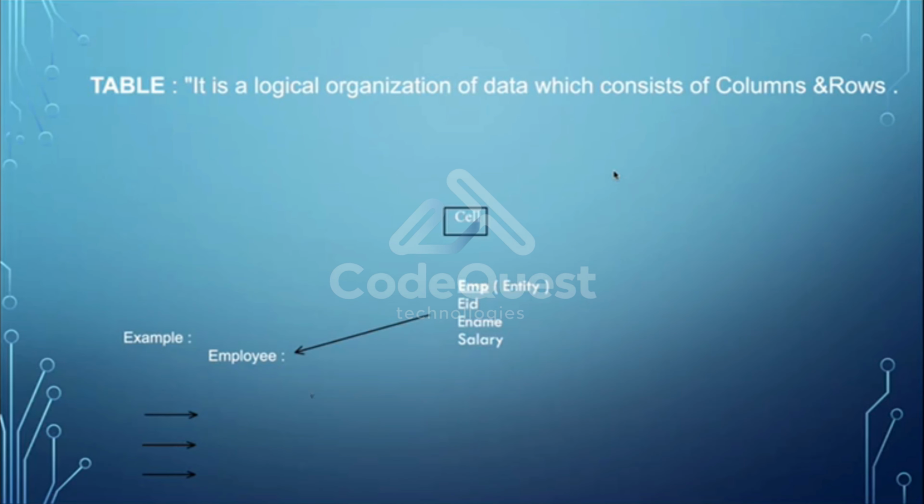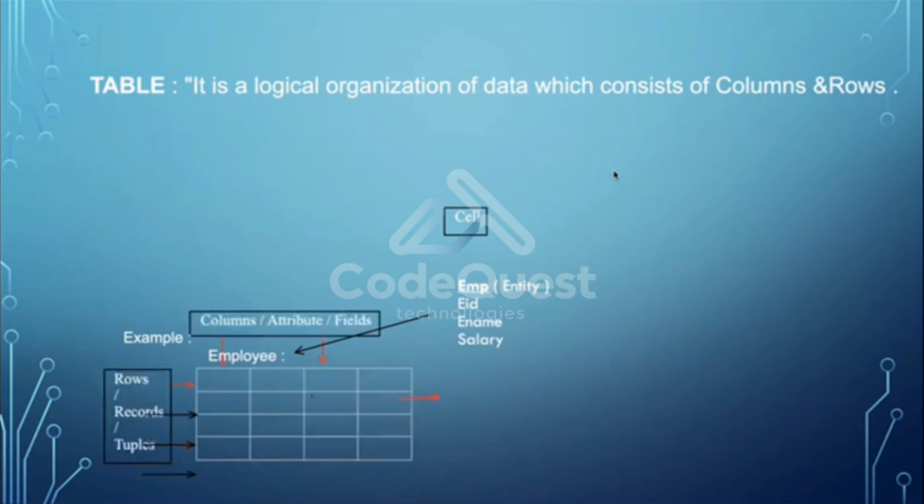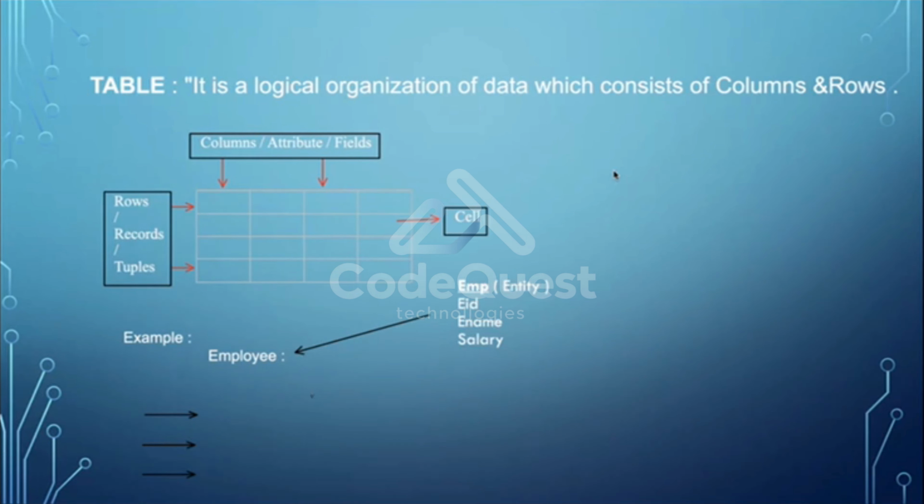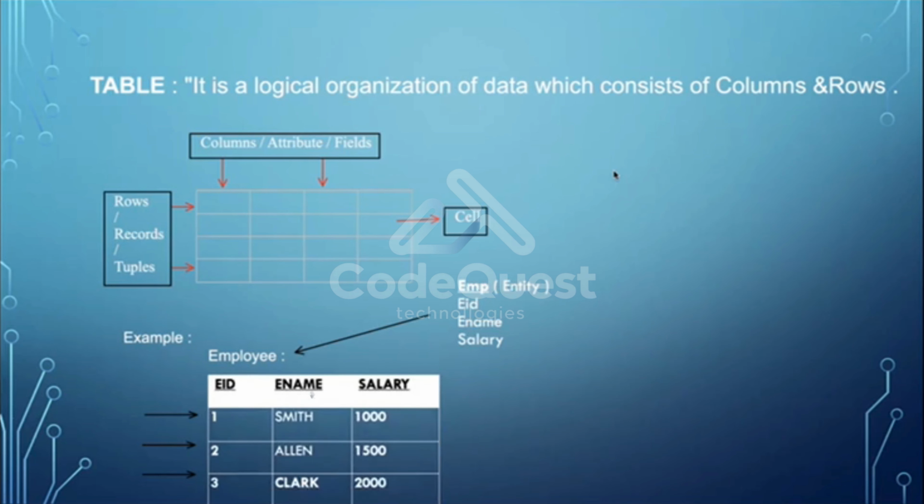Now if you simply observe here, the table is a logical organization of data, which contains rows and columns. We already know that with a table we get some imagination of rows and columns. The row can also be called records or tuples. The column can also be called attributes or fields. And each and every cell that we have in a record, we are going to call it a cell. So this is about the table.